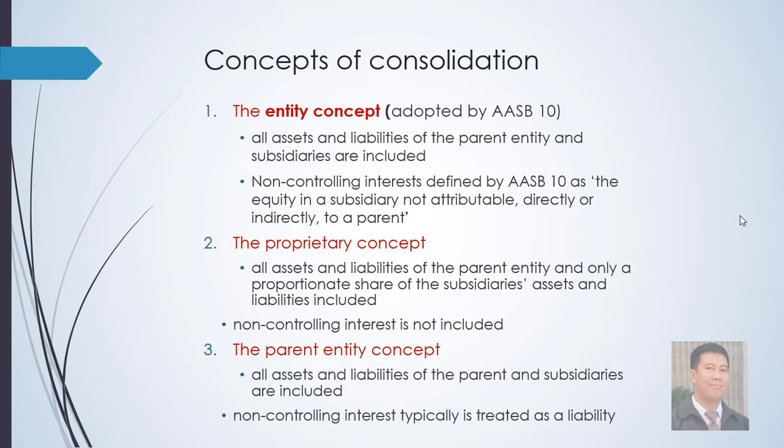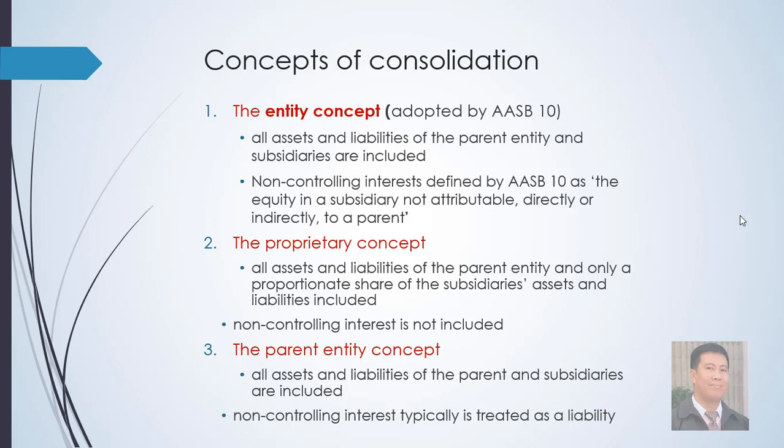Now, before we go on and prepare consolidated financial statements, we will discuss different concepts of consolidation. The first one is what we call the entity concept, which is the one adopted by ASB, wherein all assets and liabilities of the parent and subsidiaries are included. And then there will be a provision or separate item for non-controlling interest. This one is treated as equity, which means it will appear in the equity section of the consolidated financial statements.